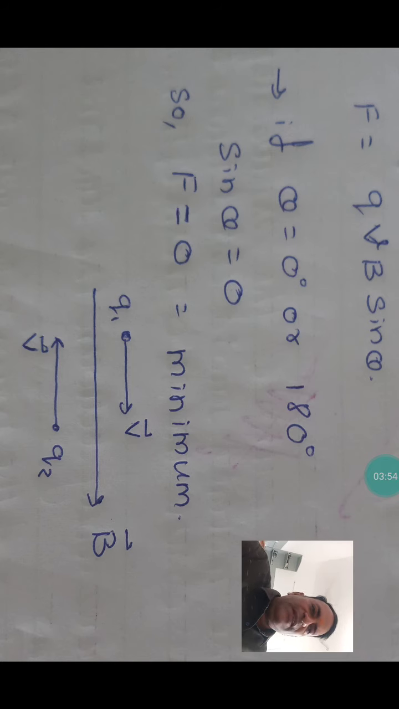Alright. If the force is 0, what will happen to charges Q1 and Q2? If the force is 0, that means the acceleration of these charges will also be 0. And if acceleration is 0, there is no change in the speed and no change in the direction either. Acceleration involves speed and direction. When I say acceleration is 0, there is no change in the speed of the particle and no change in the direction of the particle. So what is the fate of these charges Q1 and Q2? They will keep on moving with the same velocity in the same direction.